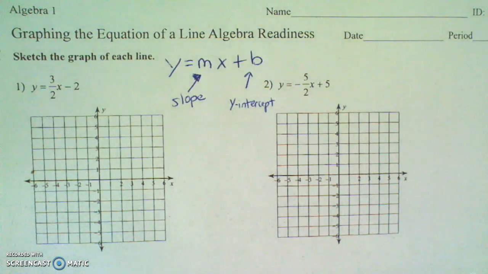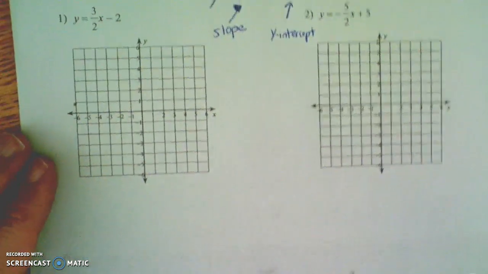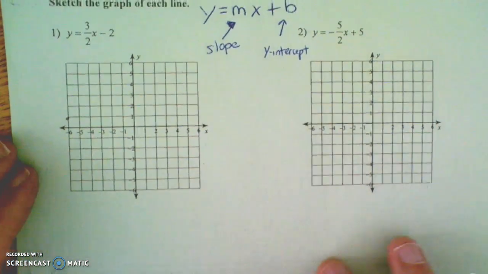So instead of having to create a table to graph the line, we can just use the slope and the y-intercept. So I'm only going to do a couple questions with you and then have you work on the rest on your own. So let's take a look at the first problem. For number one, the first thing I'm going to do is just identify my slope and my y-intercept.